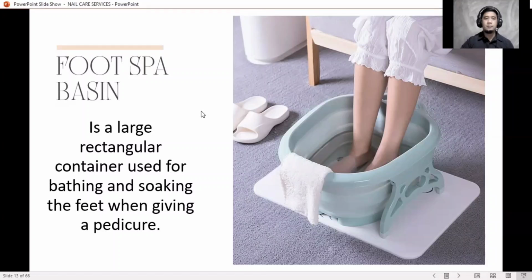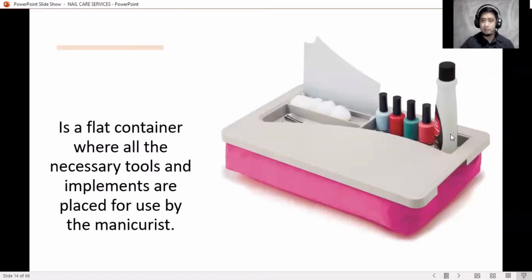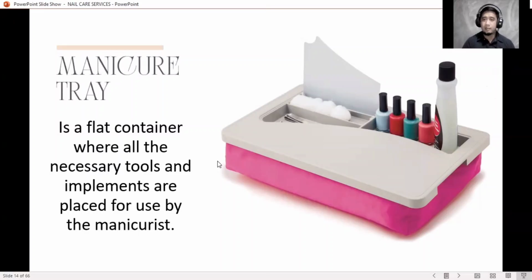The next one is this one. It is a flat container where all the necessary tools and implements are placed for use by the manicurist. So we call it manicure tray. It's a tray for the items of the manicurist.